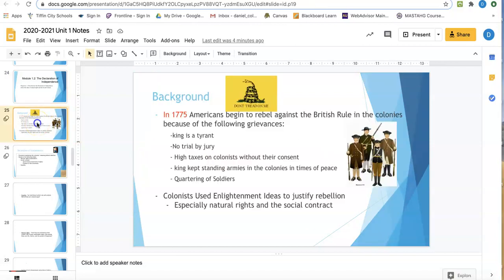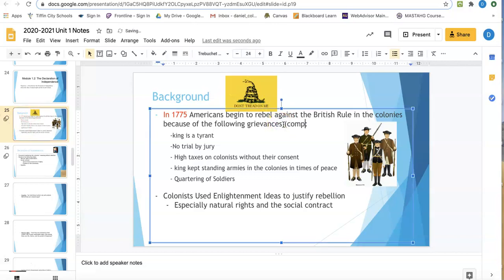So where we pick off in American history, it is 1775, and American colonists are not really happy. For almost 200 years, the colonies had been under British rule. These were all British citizens who were upset about the way that the last 20 to 30 years had been going, and so they chose to begin rebelling. Now, they had a number of grievances. This word grievance means complaints. The American colonists had a number of complaints against the British government, especially King George III.